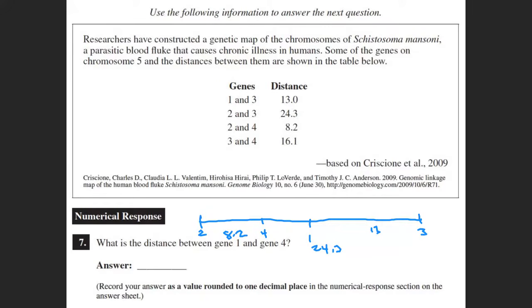So in this particular case, what's the distance between genes 1 and 4? Well, you have 8.2 and 13. So that makes 21.2. This distance here is 24.3, the whole distance. So 21.2, 4.3, this makes 3.1. Anyway, if I'm going too fast, then just rewind and check my math on that.